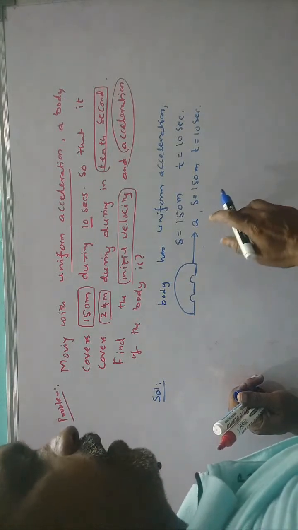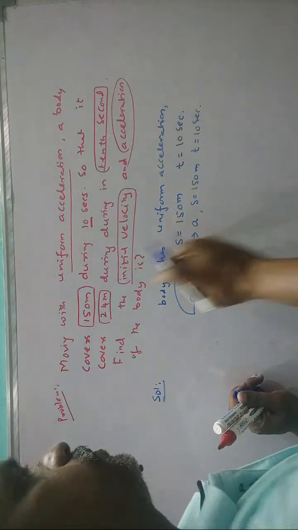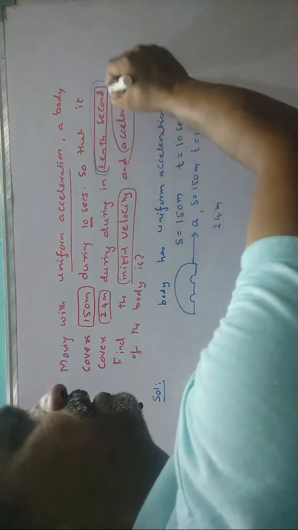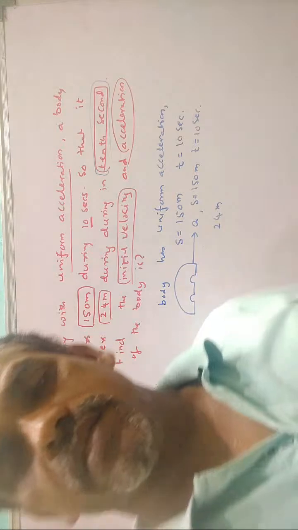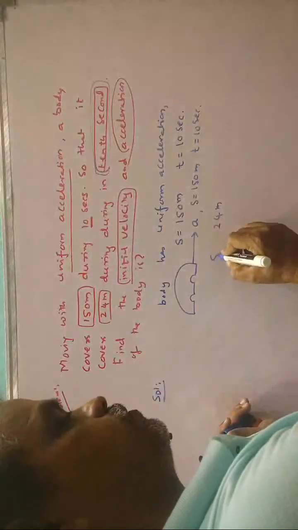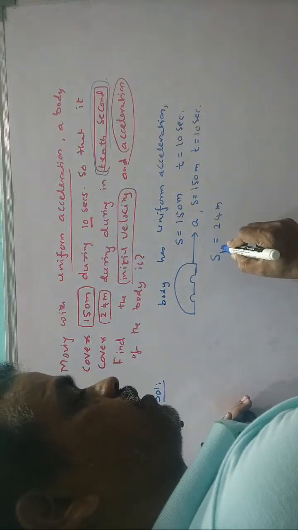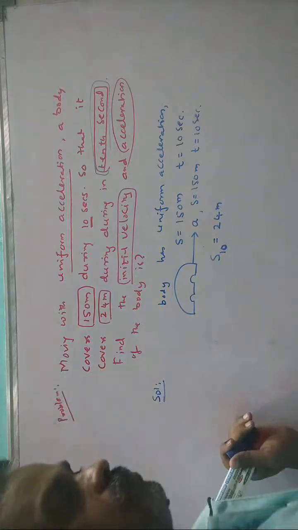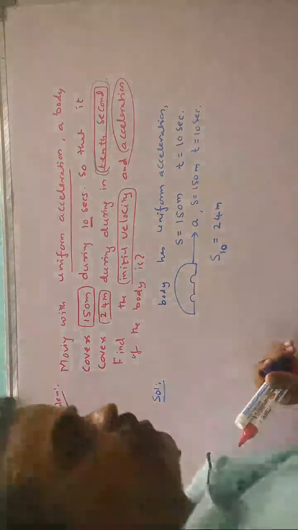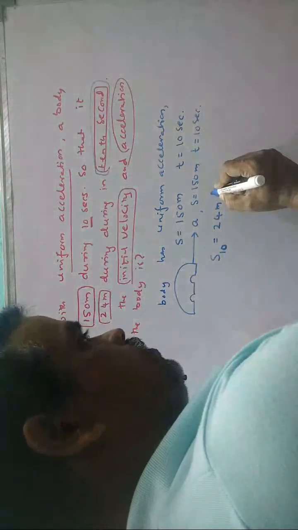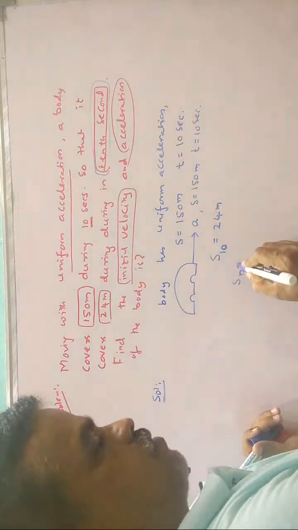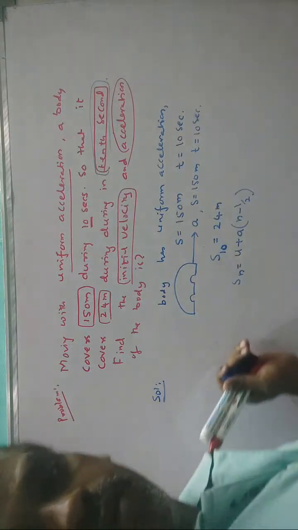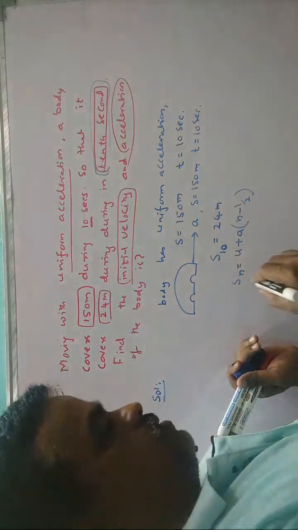So here we have one more information. 24 meter in the 10th second of its journey. That means the displacement covered in the 10th second of its journey is equal to 24 meter. We have the formula. See here we have the formula Sn equal to u plus a into n minus half. This is the nth second displacement.